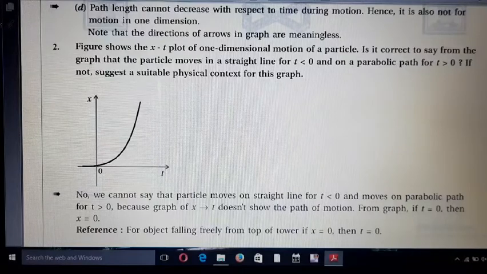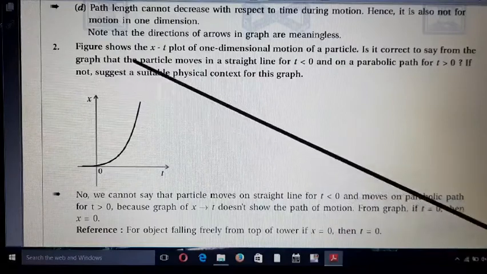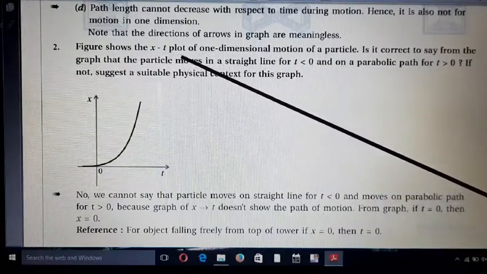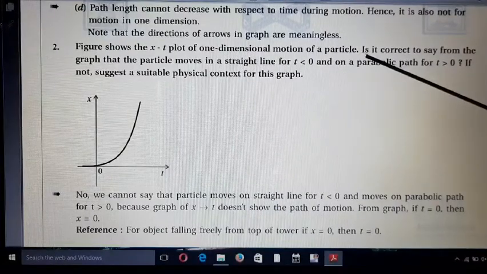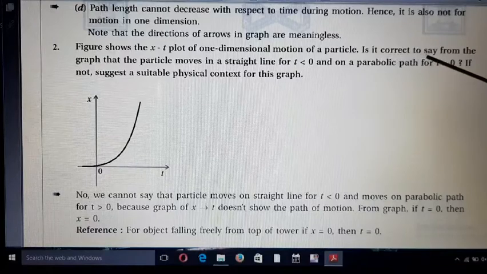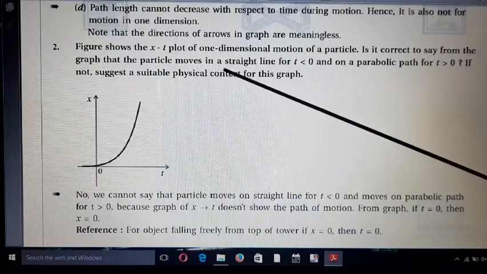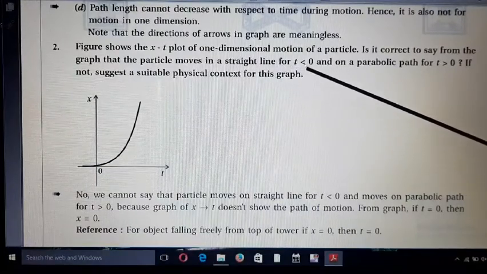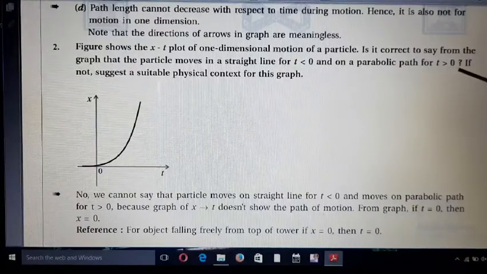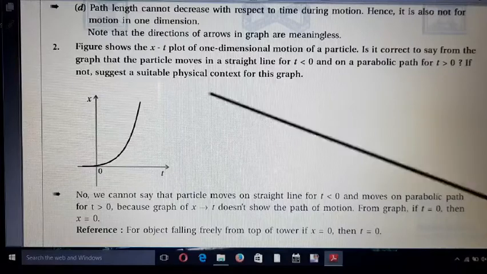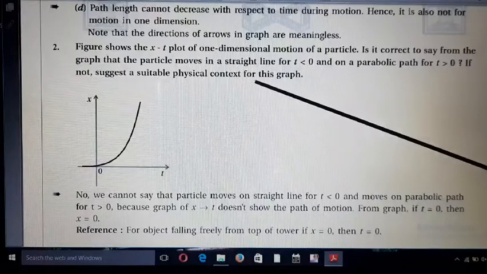Friends, our next example is a question. Our question is, the figure shows the x versus t plot of one dimension motion of a particle. Is it correct to say from the graph that the particle moves in a straight line for t less than 0 and on a parabolic path for t greater than 0? If not, suggest a suitable physical context for this graph.